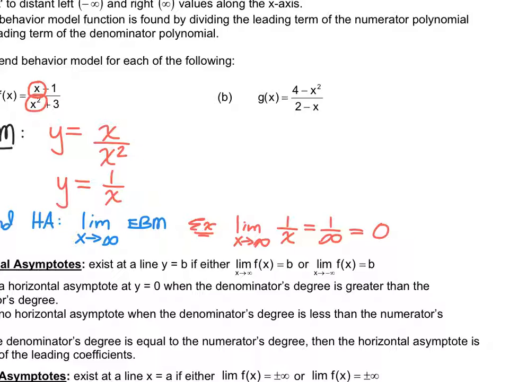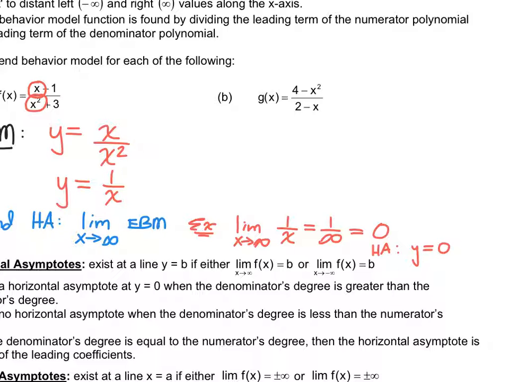1 over 4, 1 over 5, 1 over 10. So what we just learned from this is that the horizontal asymptote of that original function is y equals 0.